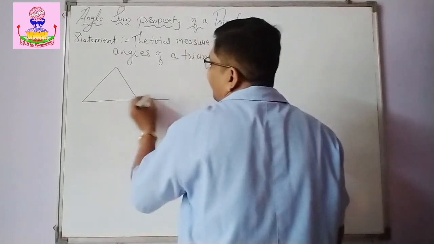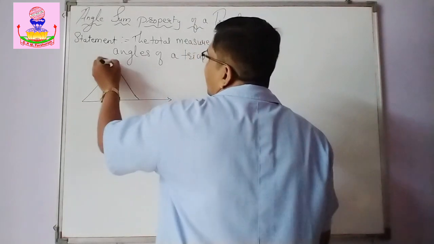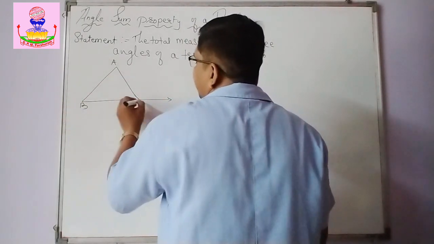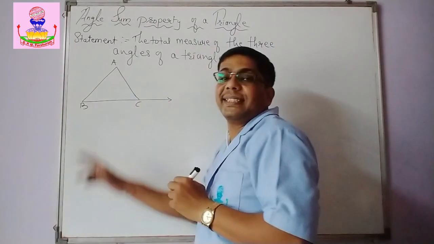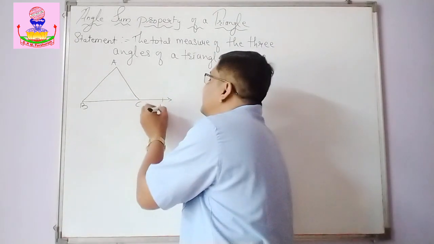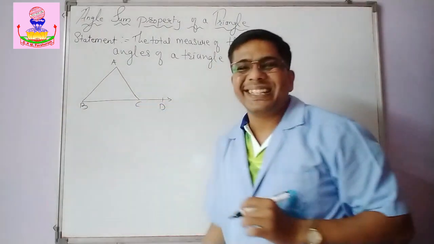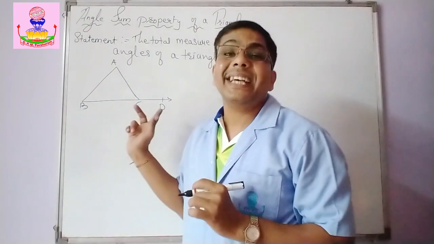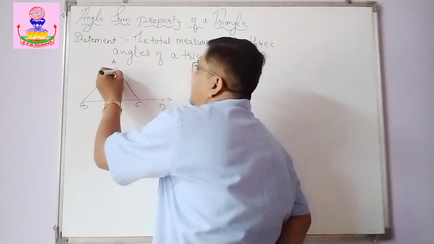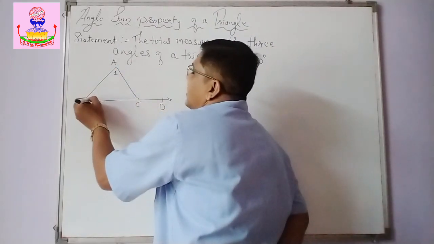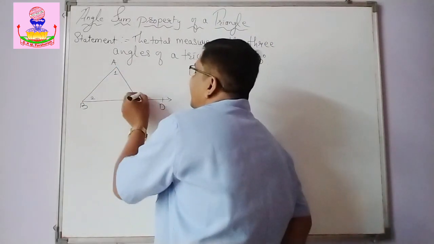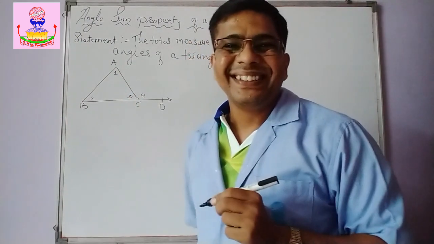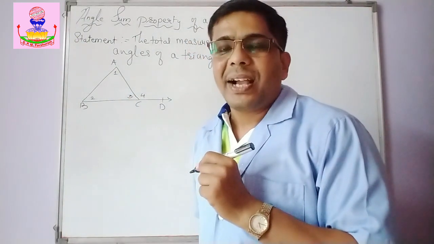Now, suppose this is the triangle. So here angles A, B and C. These are the three angles. This is triangle ABC and angle ACD. What type of angle is it? Yes, it is an exterior angle. Suppose this is angle 1, this is angle 2, this is angle 3 and this is angle 4.